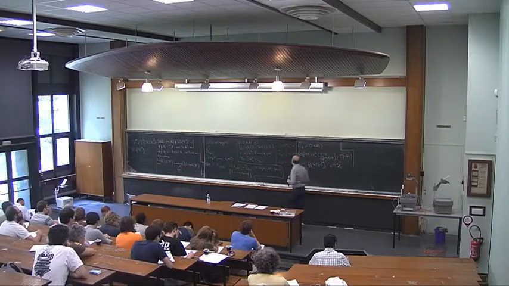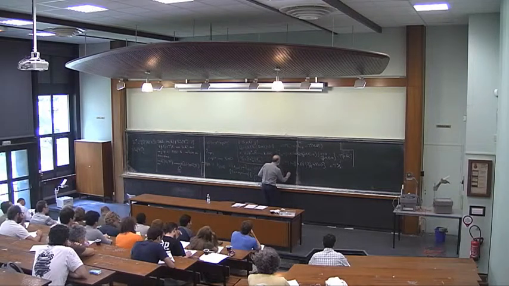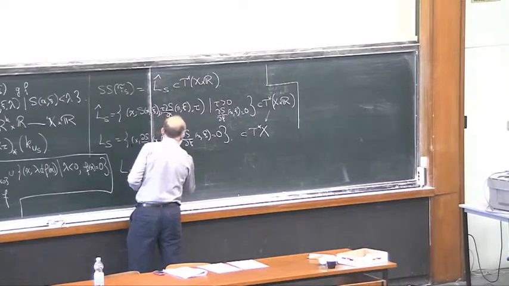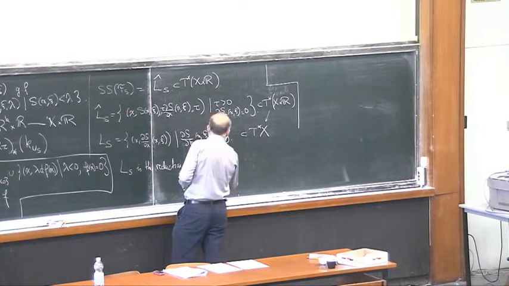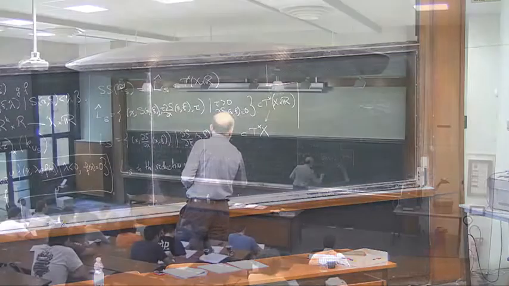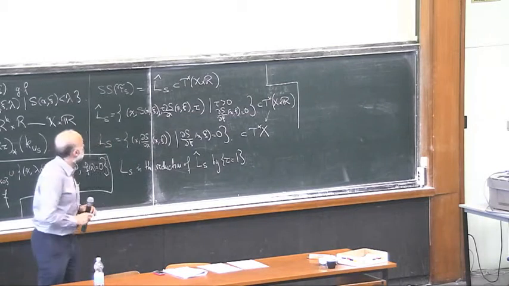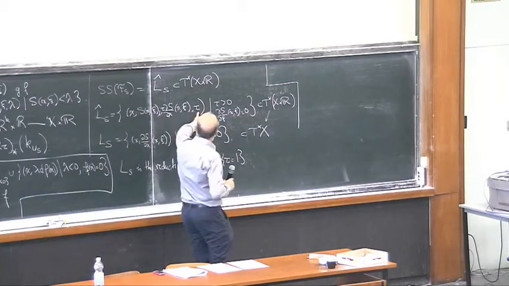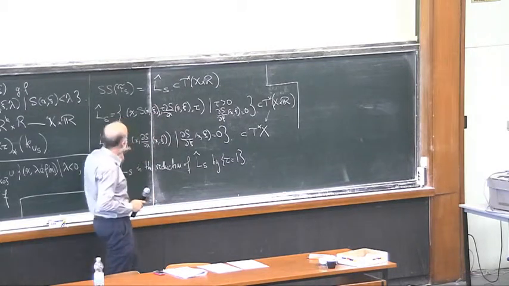There's another way of getting Ls from L hat s. You can say that Ls is also the reduction of L hat s by the coisotropic subspace tau equal 1. If you take tau equal 1 here, and you forget this variable, you get back to Ls.